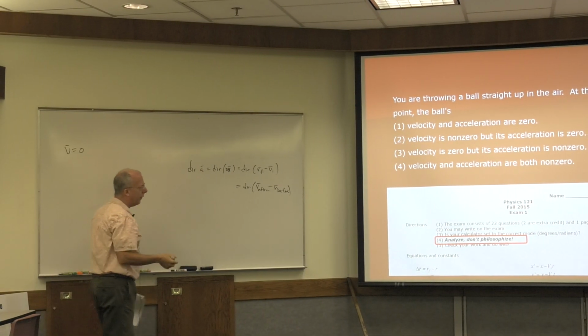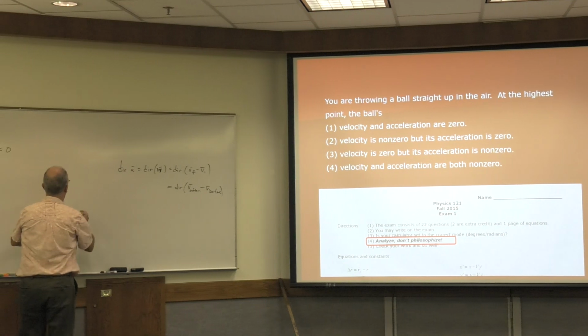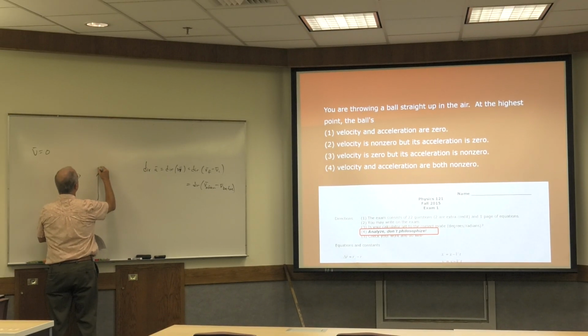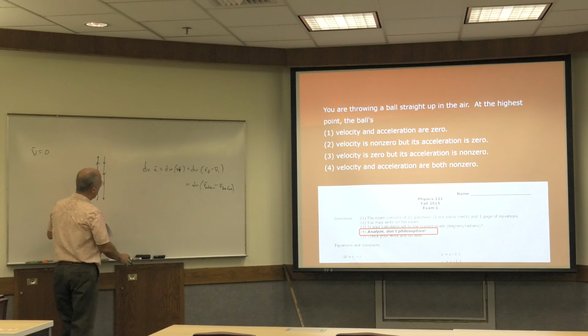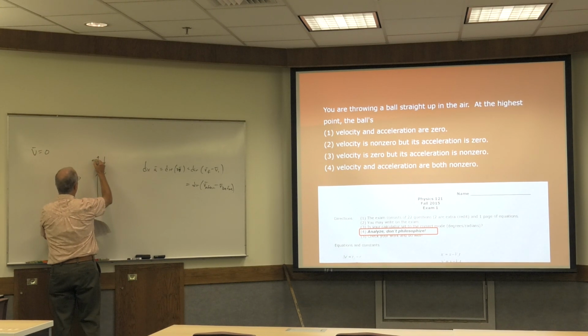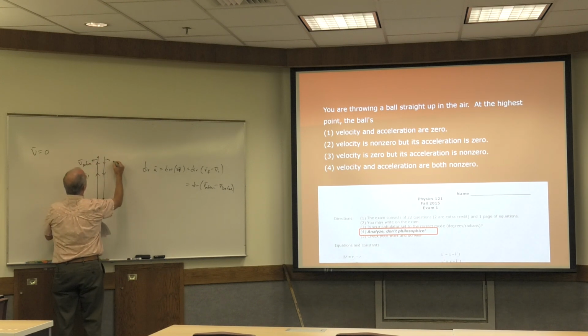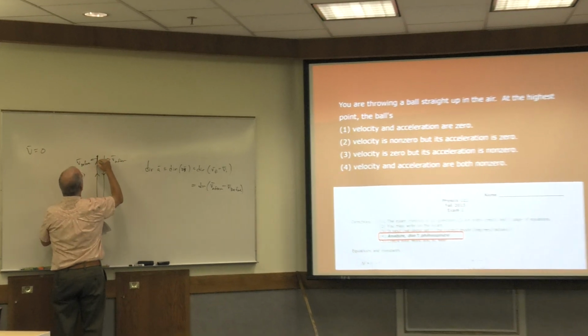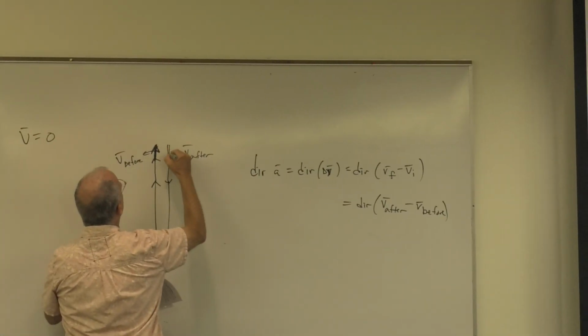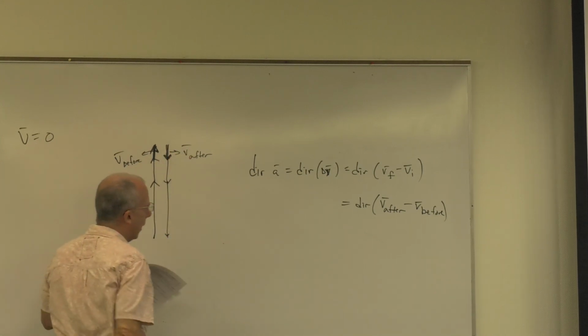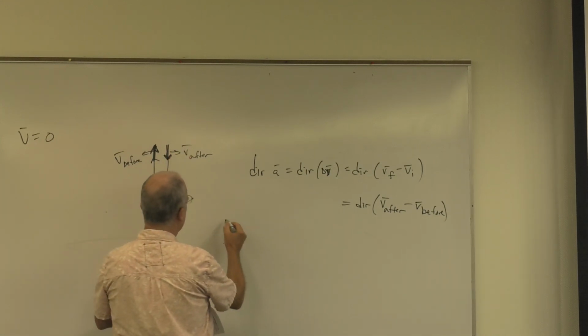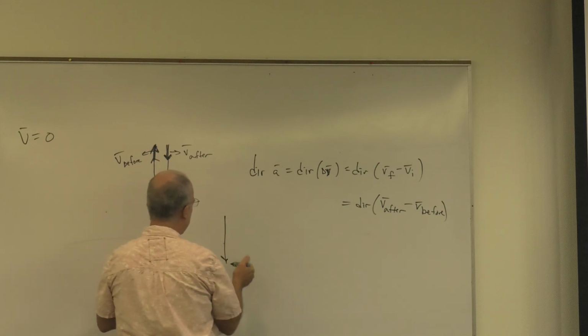But now we've got to get the acceleration. This is what it looks like: it's slowing down, and it stops, and it turns around. I call this v before, or v initial. I call this guy v after, or v final. So this is the v before, and this is the v after. Let's do it. So v after is like this. I'll make it a little longer. There's v after.